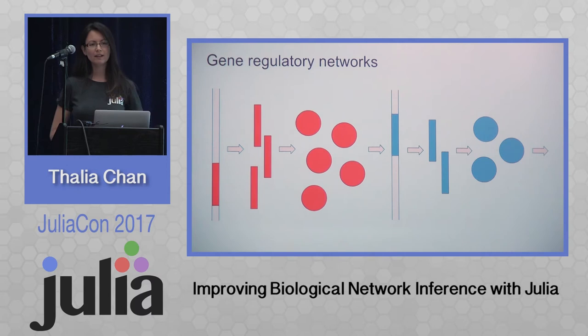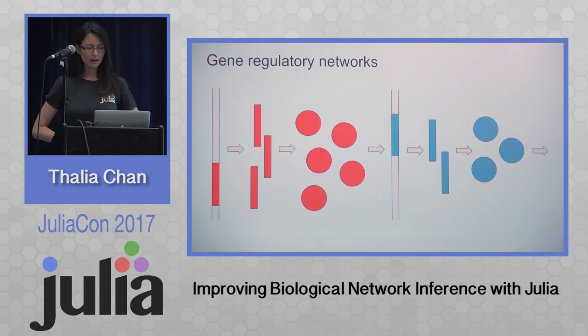Now, if we consider that there are tens of thousands of genes in a cell, there are many of these regulatory interactions happening all at once. And we can model these through networks. In our networks, the nodes are the genes, and an edge is drawn between a gene that regulates another gene.